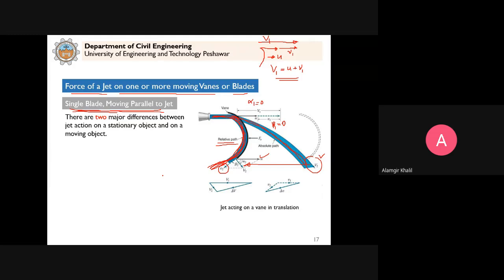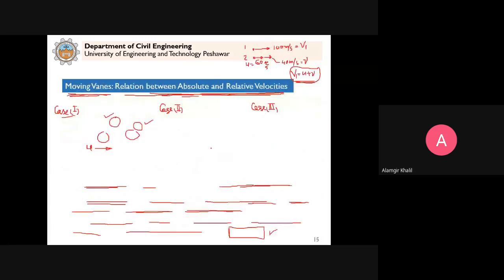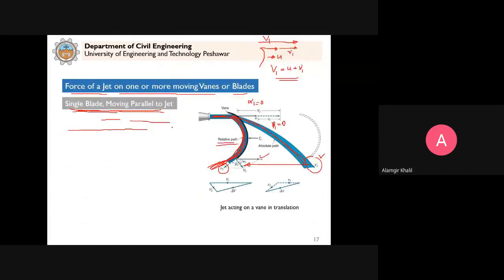Before we calculate the force, we should remember that there are two major differences between a jet of water striking a stationary object, which we saw earlier, where we solved an example with a stationary vane, and a vane that is in motion. So there are two major differences between these two. What are the two differences?